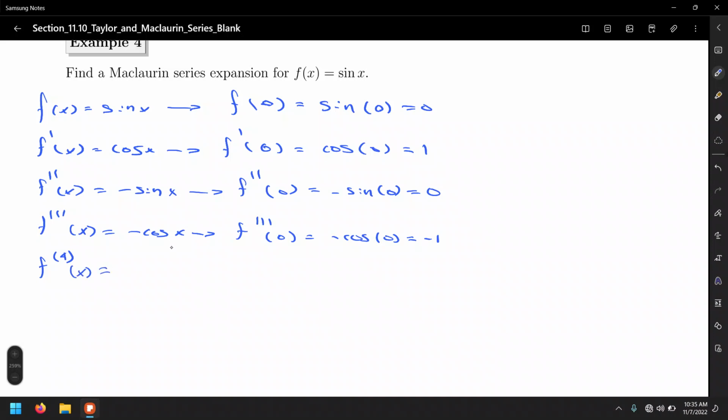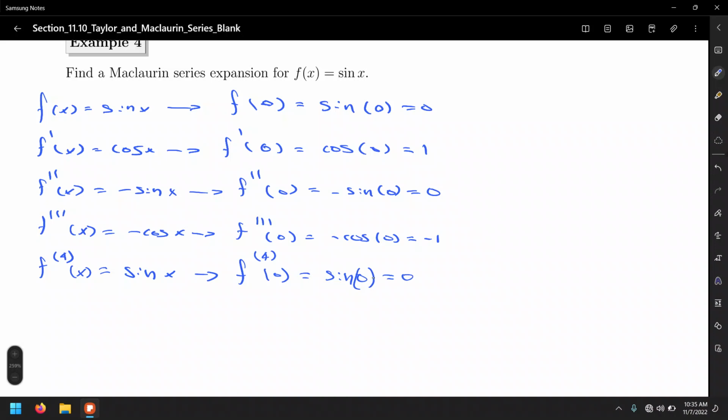And that's the derivative of negative cosine. That's going to be, well, number one, the derivative of cosine is negative sine, times the negative in the front, that's a sine x. And that's f, the fourth derivative, or the quadruple prime. So that's a sine of 0.